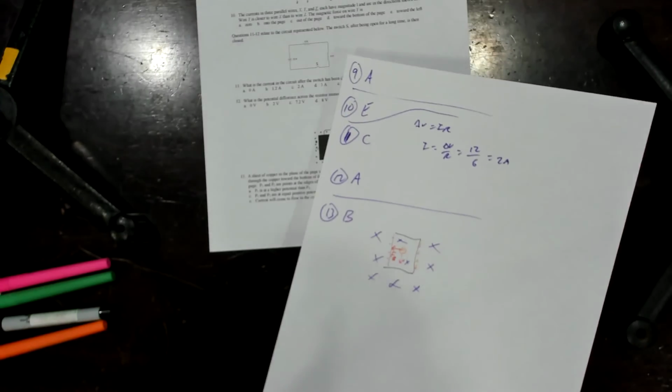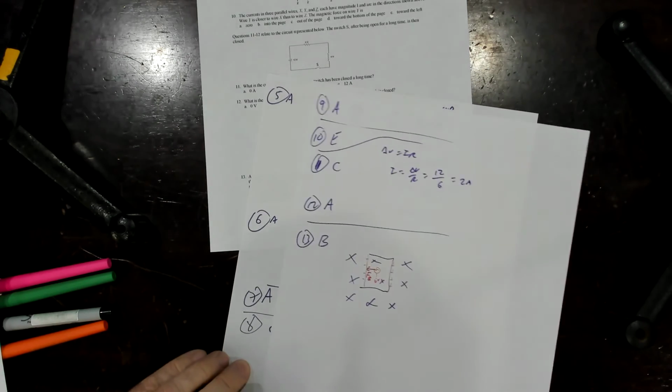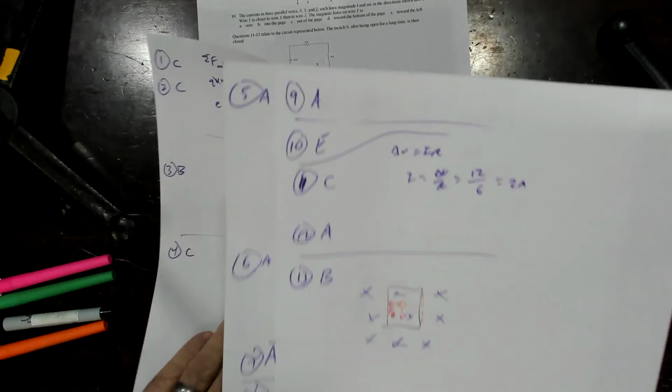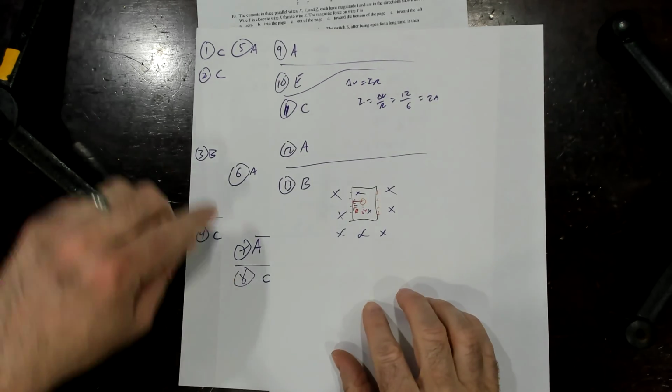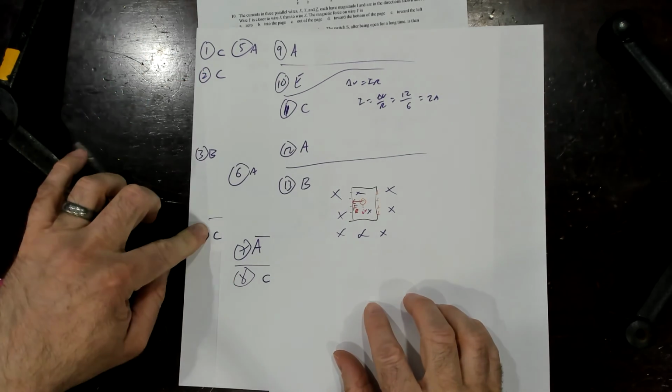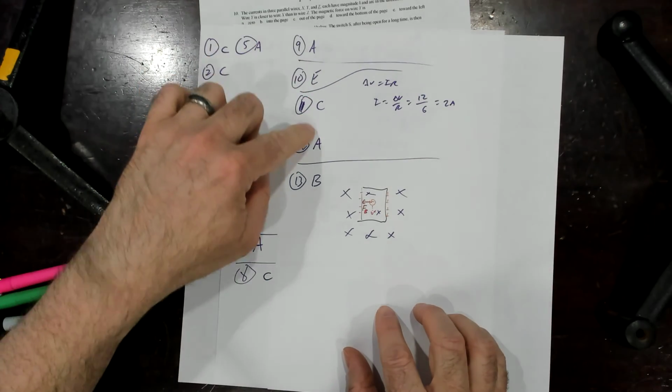Looking at that, it looks like my answers to the multiple choice questions are as follows. There we go. You can see all my answers now. All right. So I got CCBC, AAAC, AECAB.